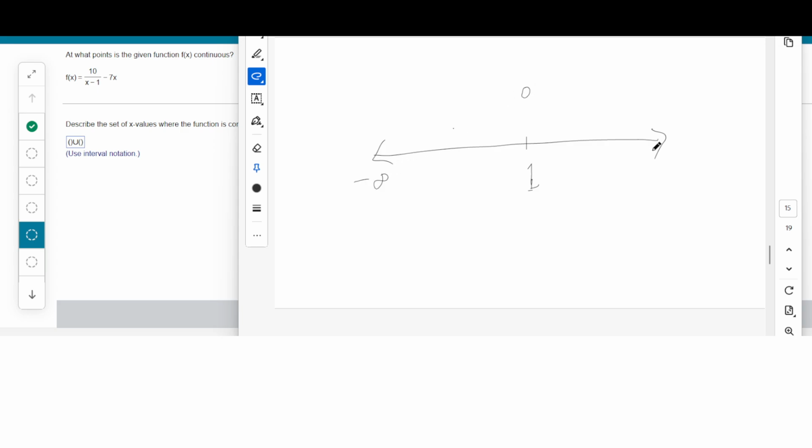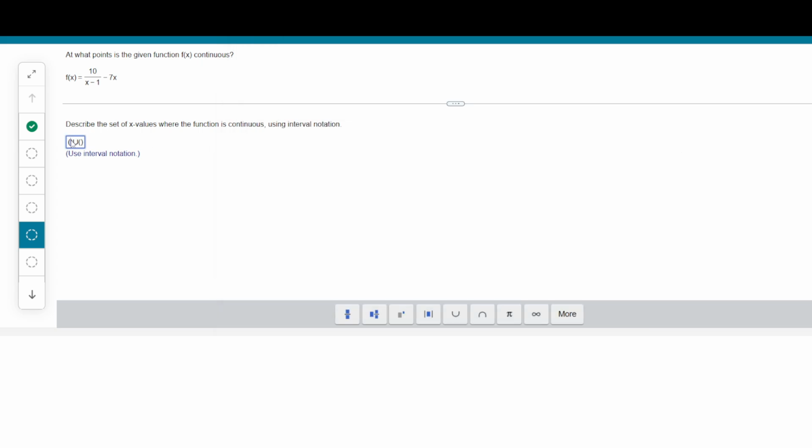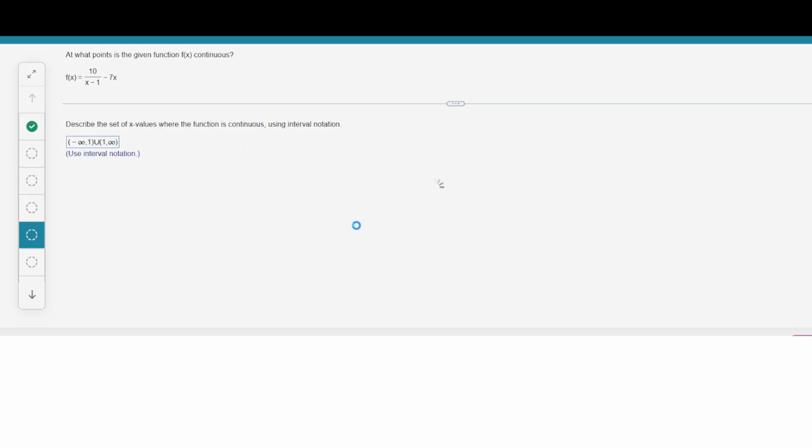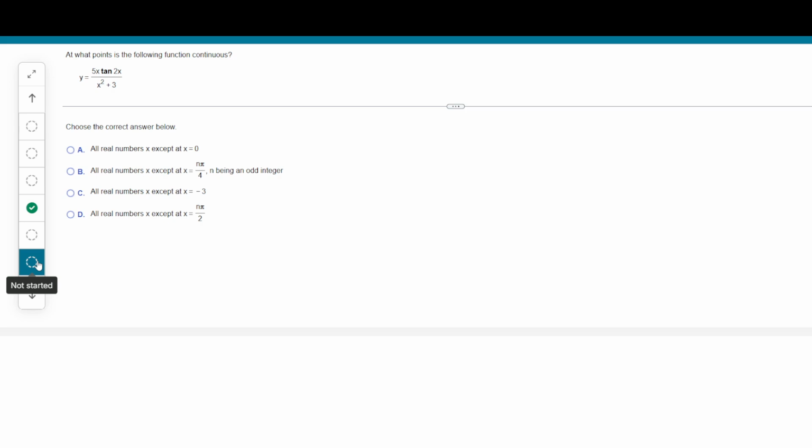So how do you write down everything else except 1? You start from -infinity, you go up to +1, you do not include 1, take the union, and you go from 1 on the right side. So this is how you write it in interval notation. That would be (-infinity, 1) union (1, +infinity). So we are including everything except +1. Let's go to the next problem.